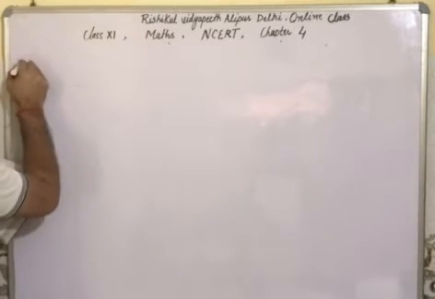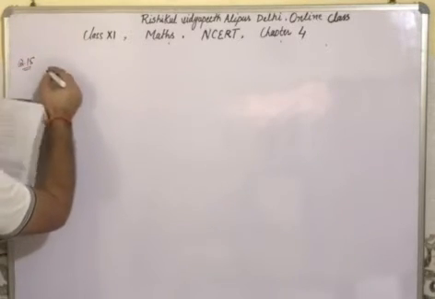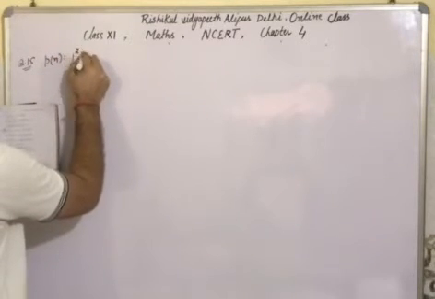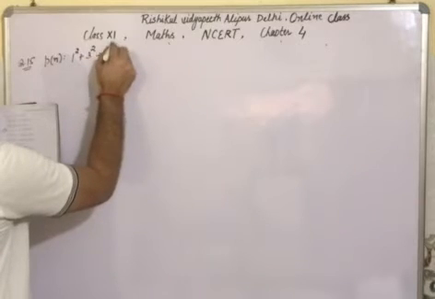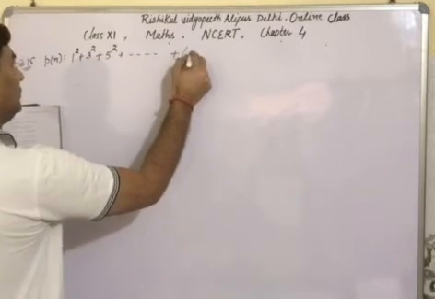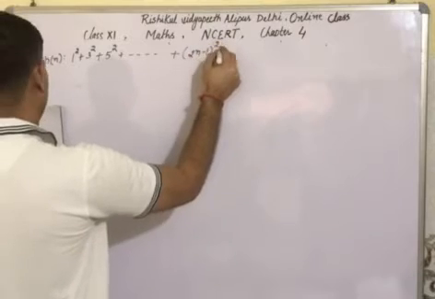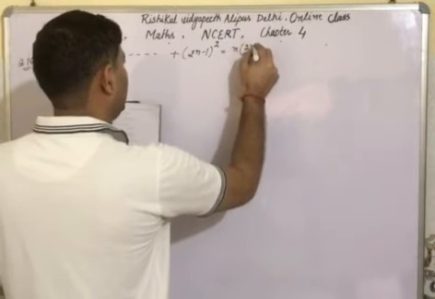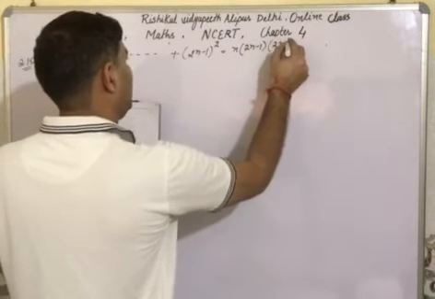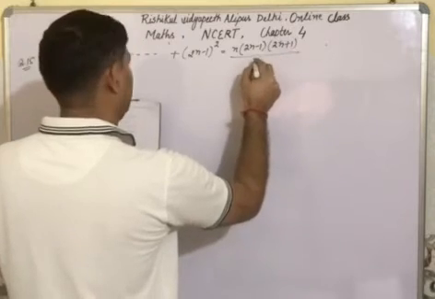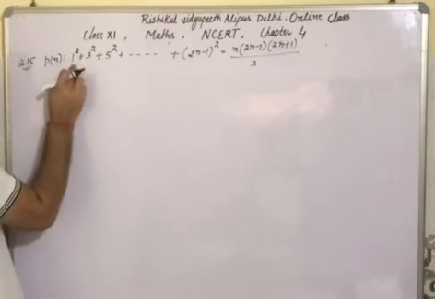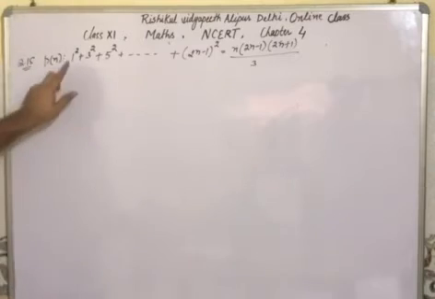Question number 15. P of n: 1 square plus 3 square plus 5 square and so on up to plus 2n minus 1 square is equal to n into 2n minus 1 and 2n plus 1 over 3. P of 1 is 1 up to 1 term. This 1 square is 1.